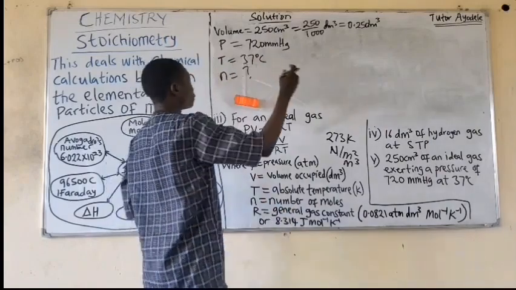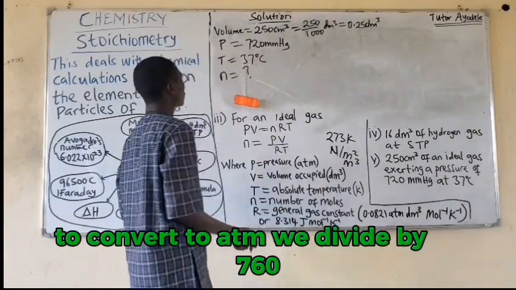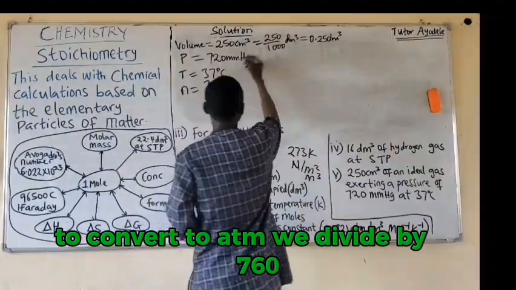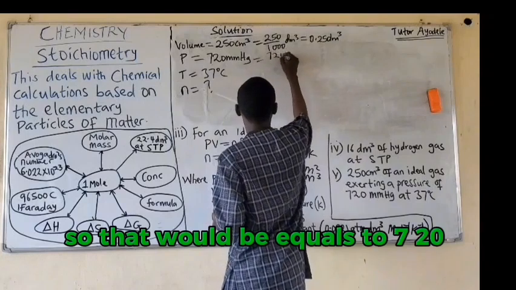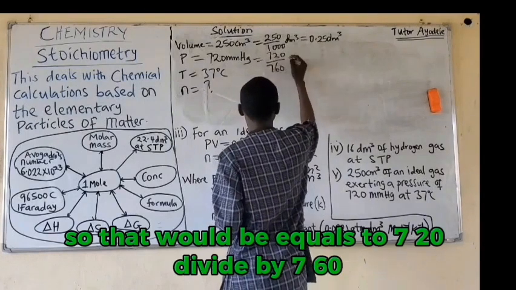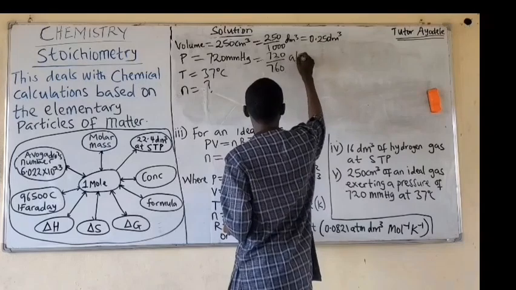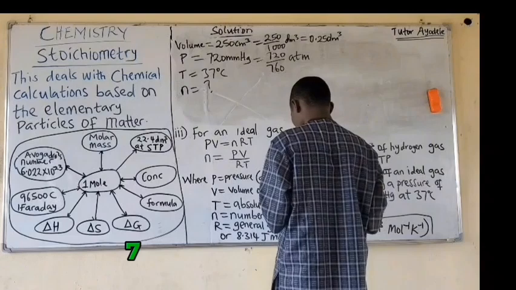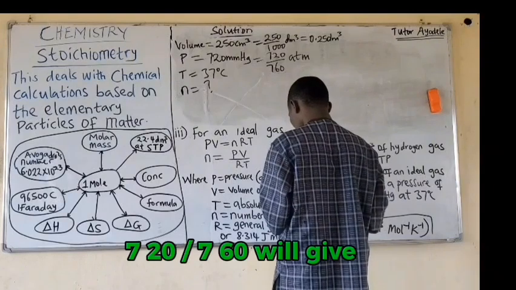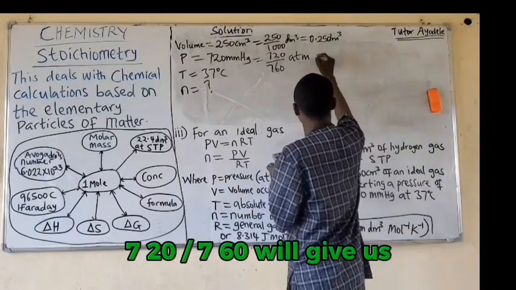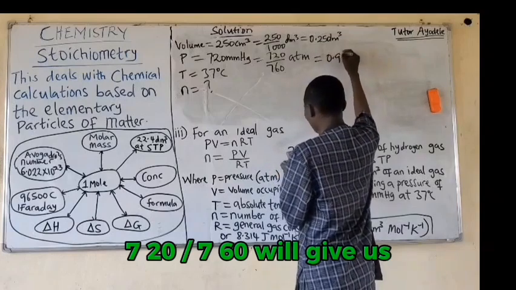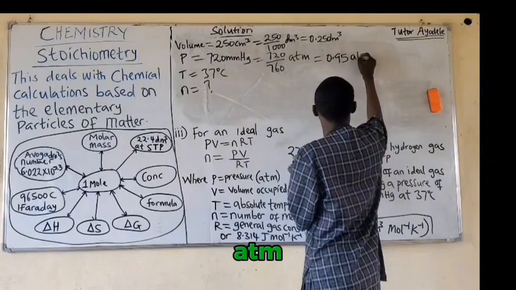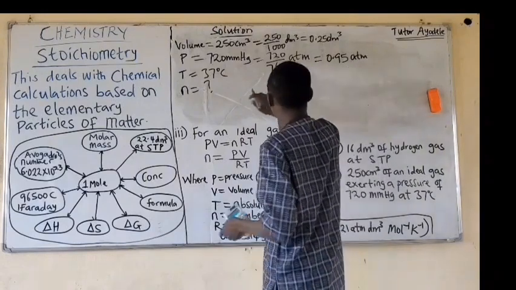To convert to ATM, you will divide by 760. So that will be equal to 720 divided by 760, since you have to divide by 760 to get ATM. If you punch that in your calculator, 720 divided by 760, it gives us 0.95 ATM. So that is our pressure.